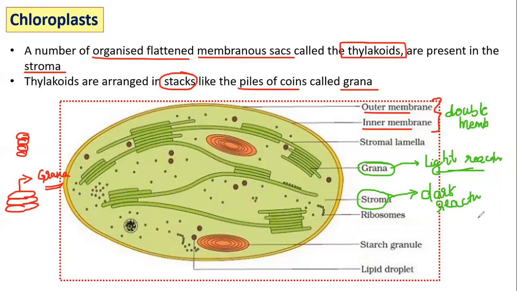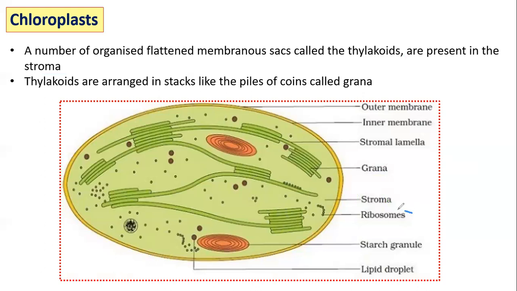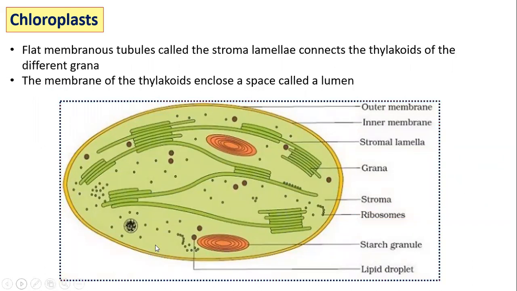And in the chapter Cell: The Unit of Life, we have already studied that ribosome is an organelle within an organelle. Inside the chloroplast and mitochondria, you will find ribosomes with the 70S structure, a prokaryotic structure. So 70S ribosomes can be seen inside them.